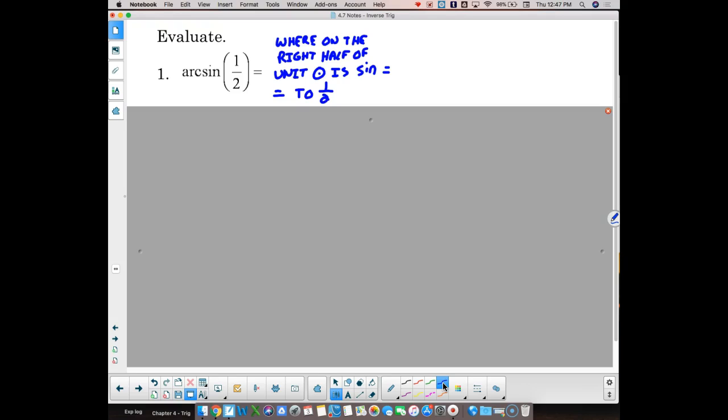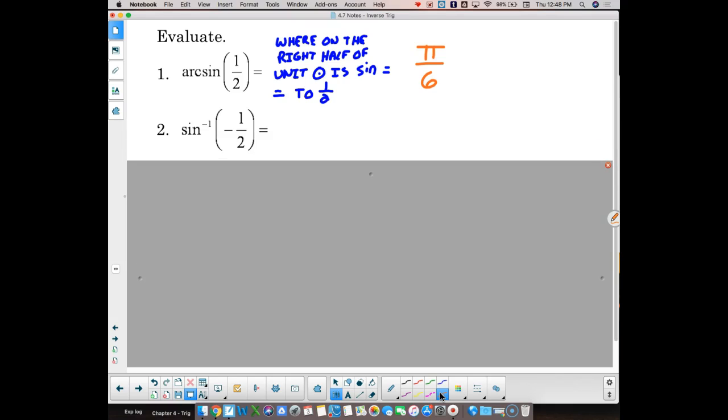Pi over 6, right? So this is pi over 6. The arc sine of 1/2, or the inverse sine of 1/2, is pi over 6. You're getting an angle. You're finding an angle. Inverses find angles in trig.